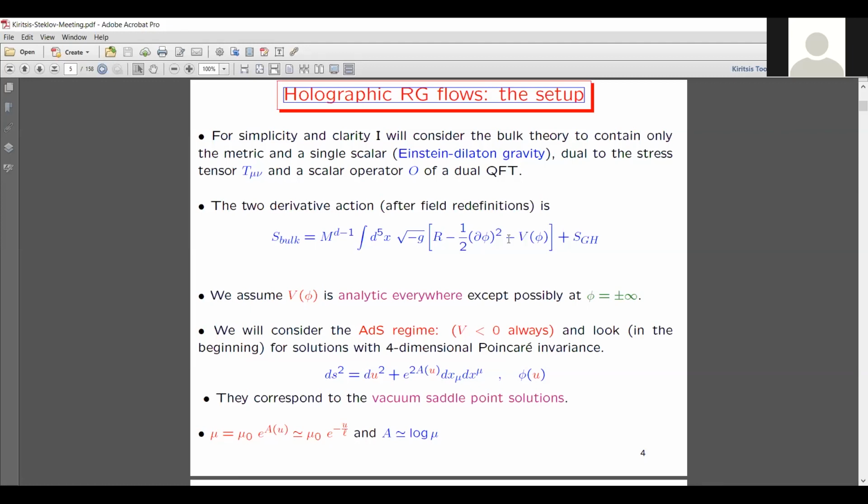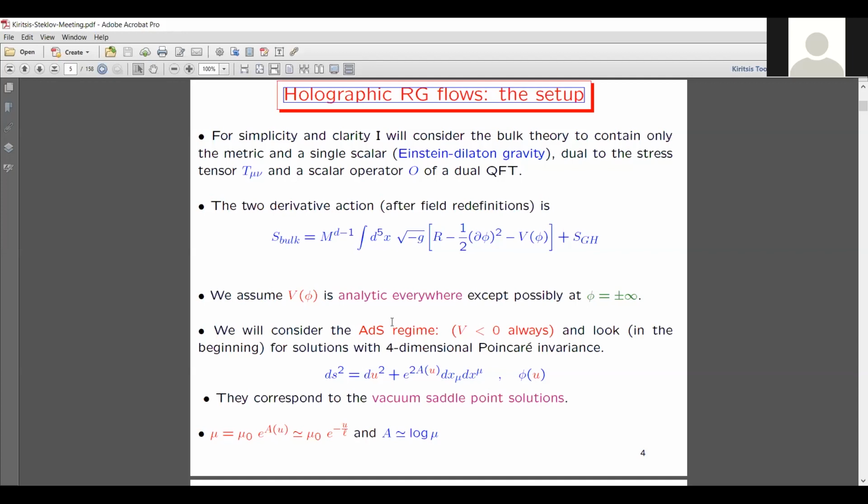The 2 derivative action, after field redefinitions, the most general one can write, is written here, and it involves, of course, the Einstein term, a canonical kinetic term for the dilaton, and a potential for the dilaton. I will assume, as we know from string theory examples, that the potential for the dilaton is analytic everywhere except possibly at the boundaries of its space, which in this particular normalization are at phi equals plus or minus infinity. I will also be considering the AdS regime, that is, I will consider the potential to be negative, or if you wish, I will be working in regions of field space for which the potential is negative.